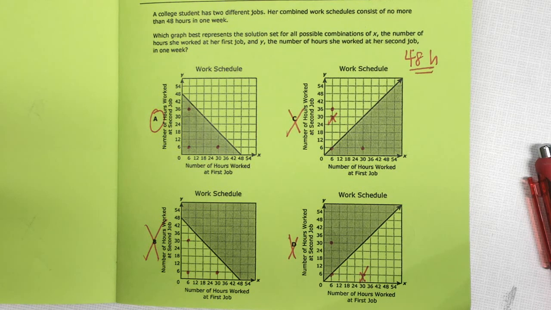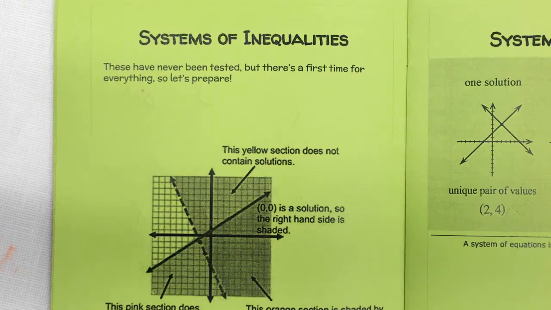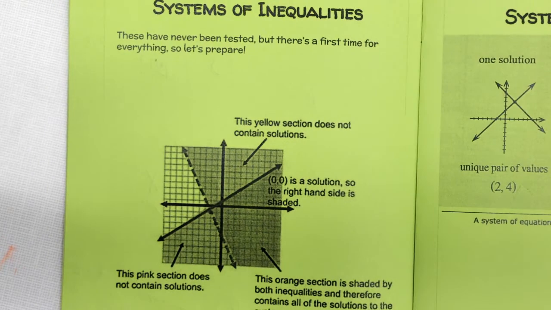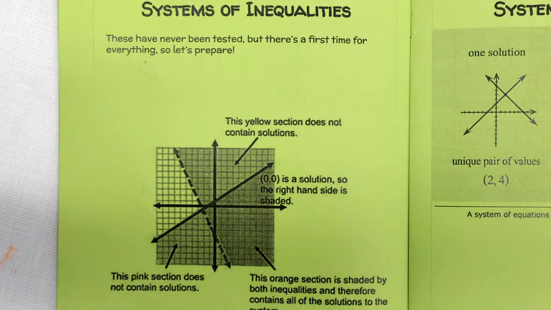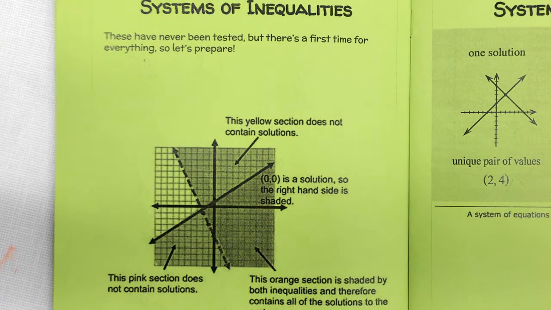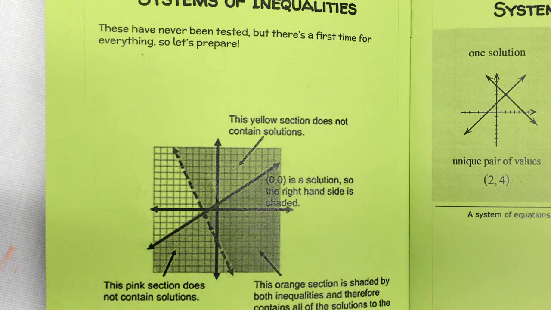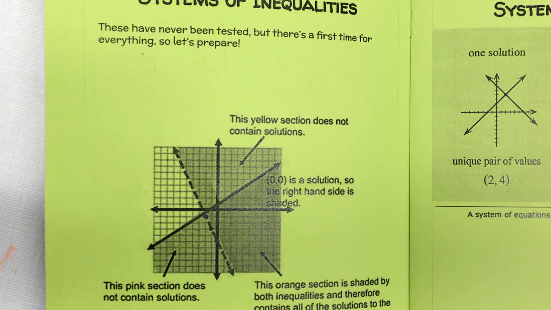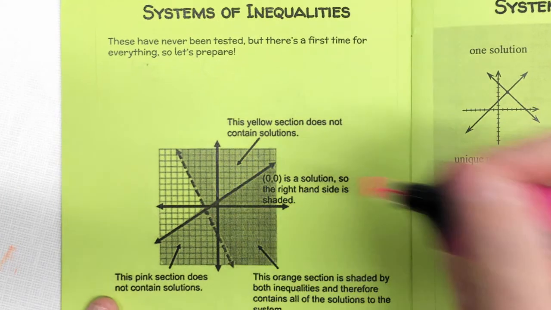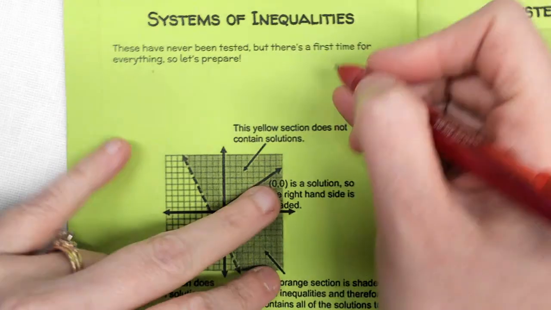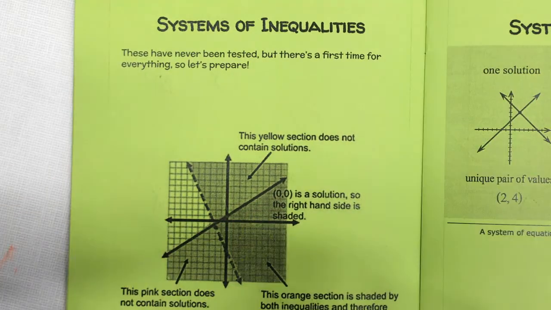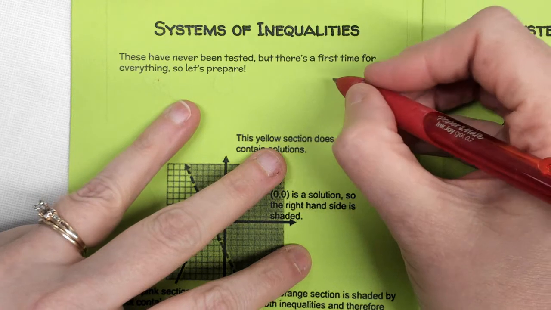What do we think? Okay, so that's the first topic. The second topic is systems of inequalities. It's never been tested, but there's a first time for everything, and I want to make sure that we're ready for it. With a system of inequalities, this is a highlighter question. Honestly, I highlight the double shaded area. There are 2 ways they might do it. They might double shade, or they might do what's called cross-hatching.